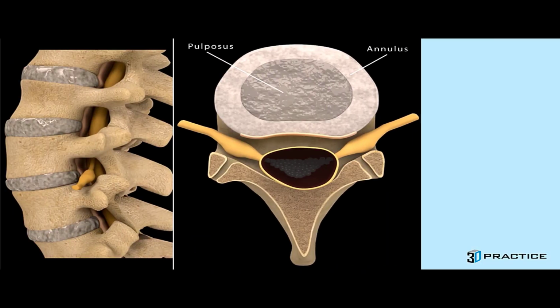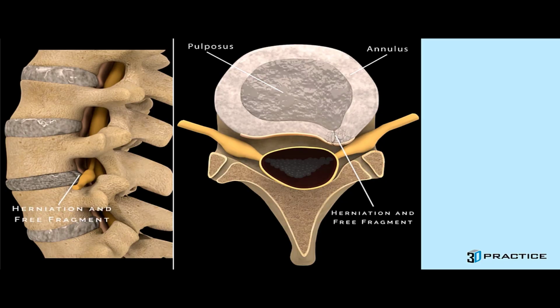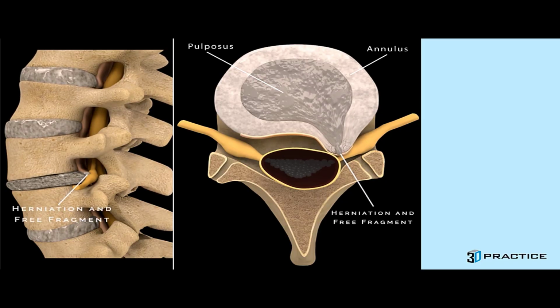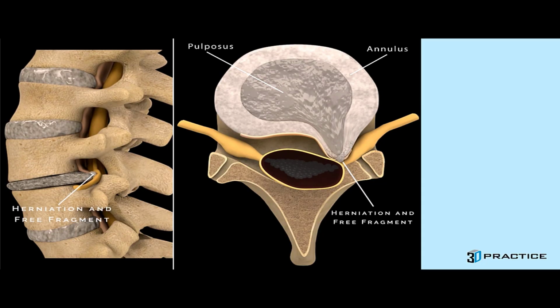Here we show an axial or top-down view of the disc and vertebrae, and we identify the annulus and pulposus. Now we will animate the occurrence of a centrally bulging and then a herniated disc. Notice that under stress, the annulus may weaken over time and eventually herniate or rupture without proper care.